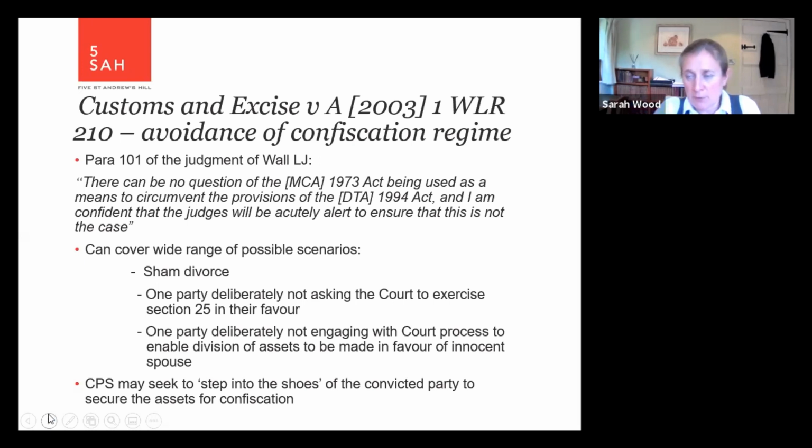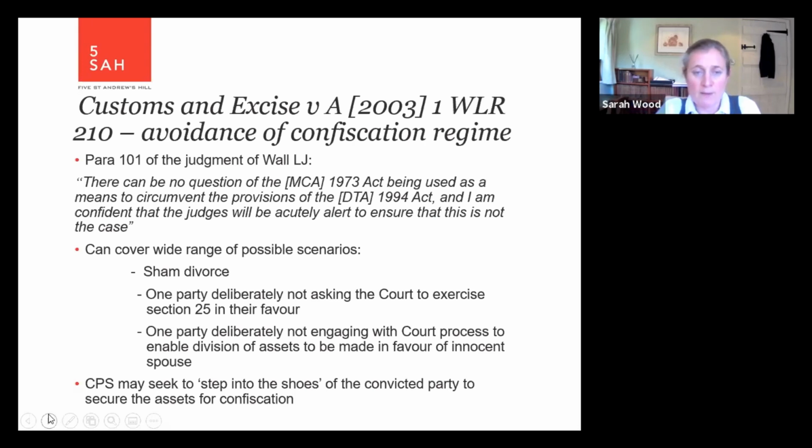It seems to me that on the face of it, this scenario can encompass a number of different factual situations, and it's not limited to the three that I've set out on this slide. It's not hard to see that there may be other situations where this may be of concern to the family court.